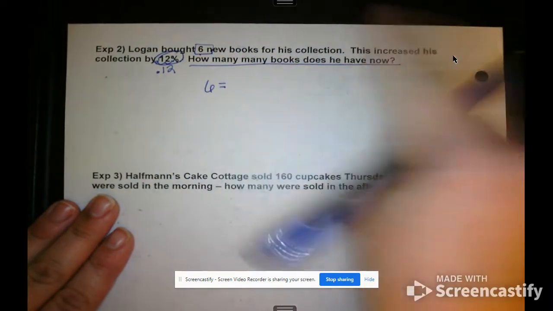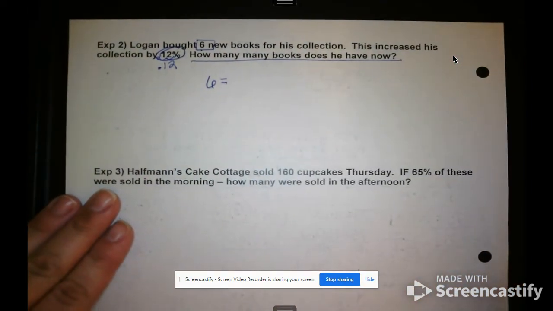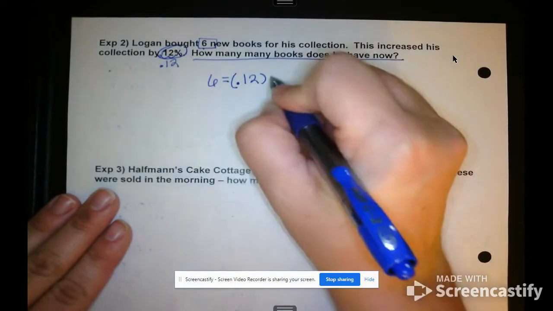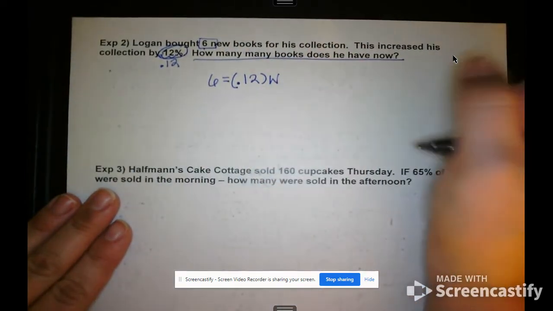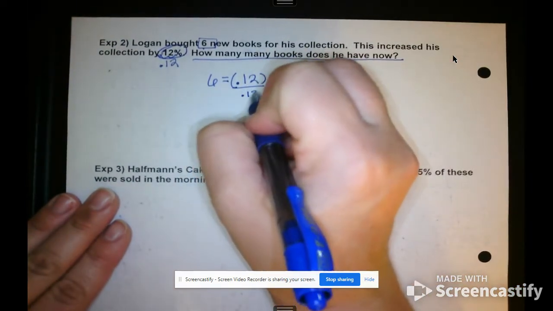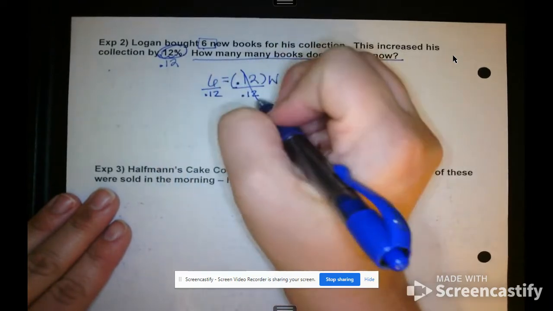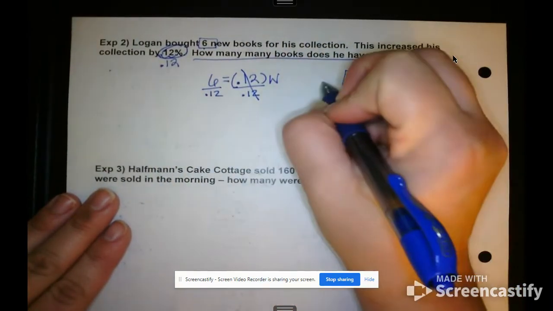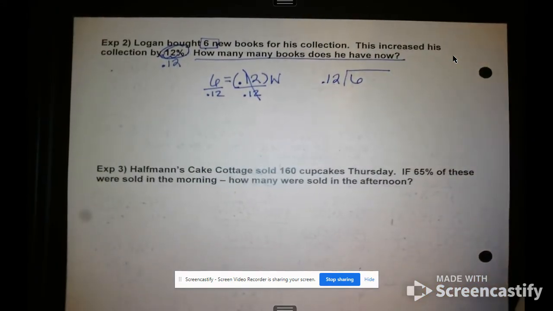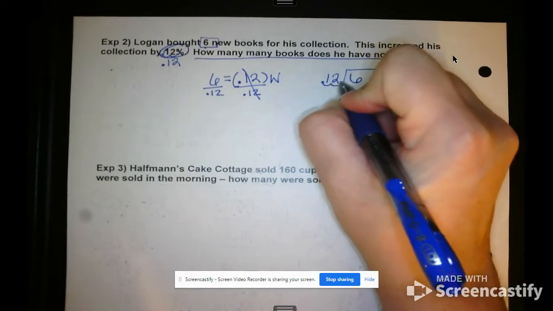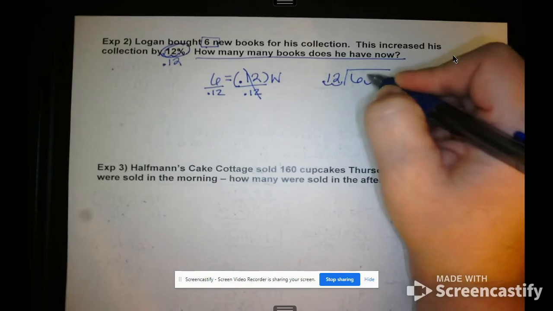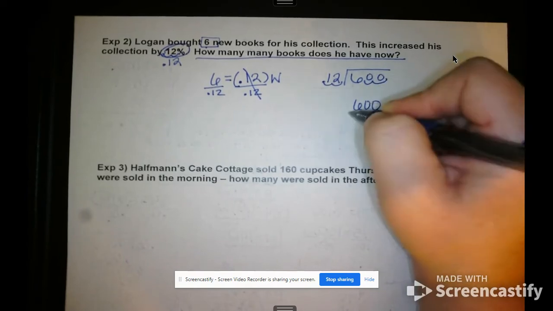I don't know how many books he has. That's what I'm trying to figure out first, right? So here is my percentage times my total. How do I solve that? Divide by 0.12. So 6 divided by 0.12. If I have a decimal on the outside, I move it over, and I have to move it over on the inside. So I have 600 divided by 12.